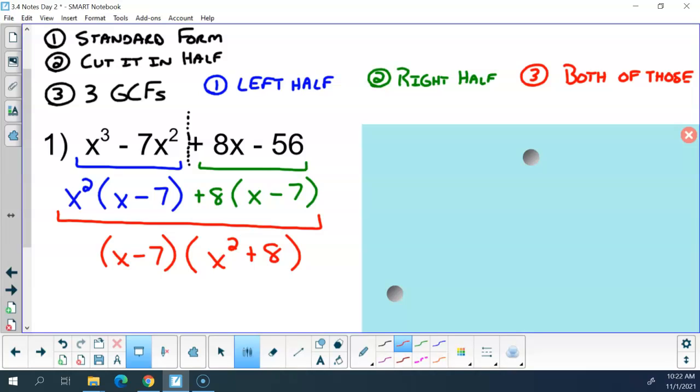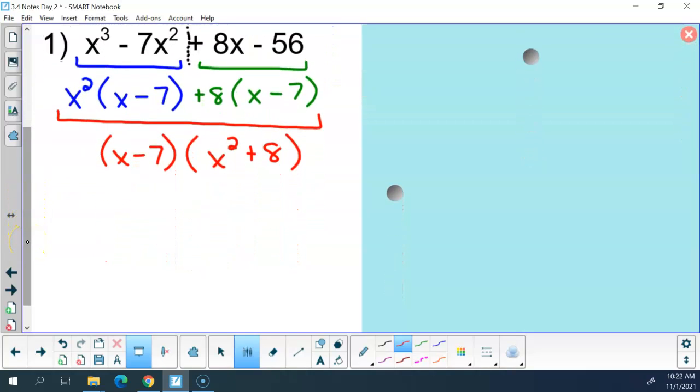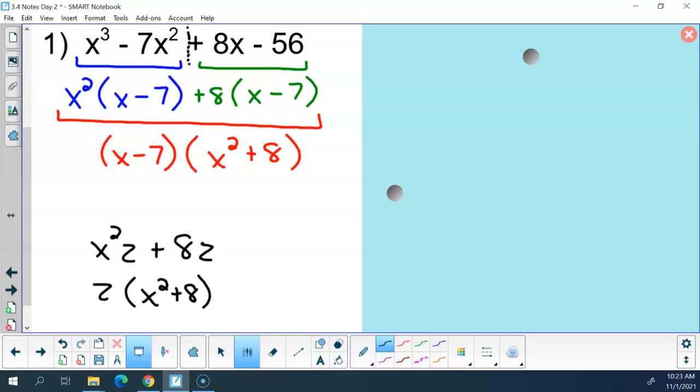I'm just really confused. I see where you're getting it from, but I don't know how you did that. Okay, so if I said this was x squared z plus 8z, what would you do to GCF that? You'd factor out a z, and you'd be left with x squared plus 8, right? Because when you distribute it, it becomes the top thing. That's why we factored them out.